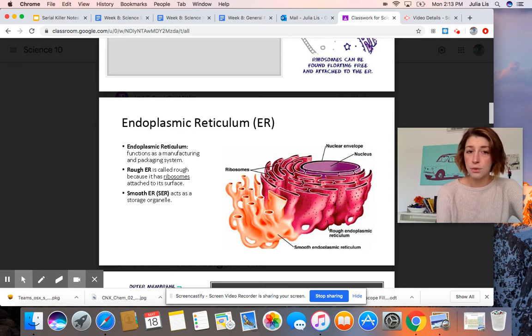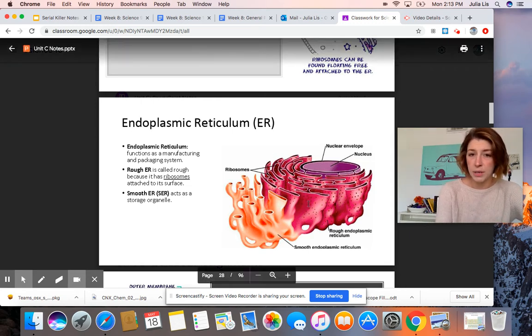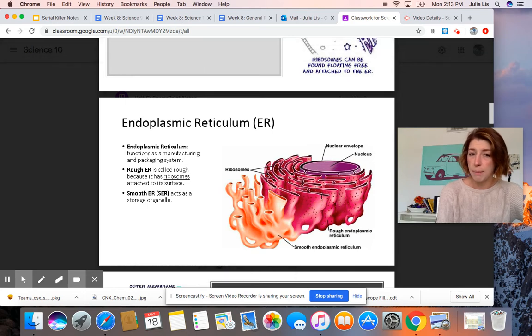It's called rough endoplasmic reticulum because it has a bunch of ribosomes throughout. And those ribosomes are there to help start creating and replicating DNA. So in our rough endoplasmic reticulum, where you can see all these little dots, all these little bumps of ribosomes, that's where we're having DNA replication occur, which is really important, so we can make new cells.